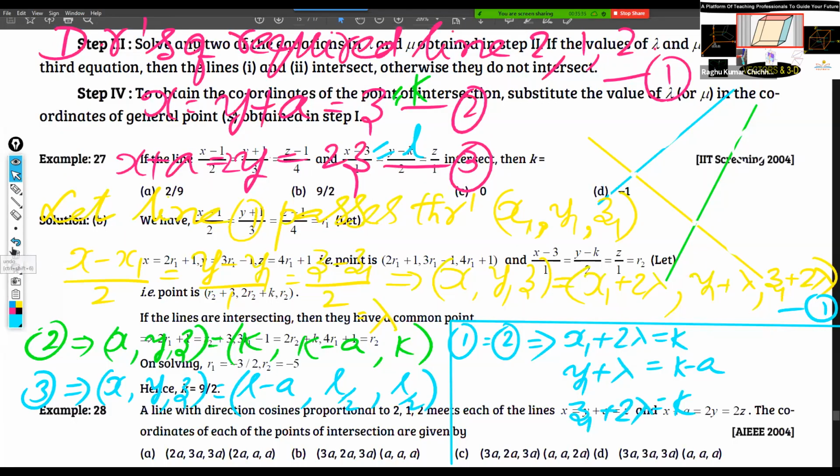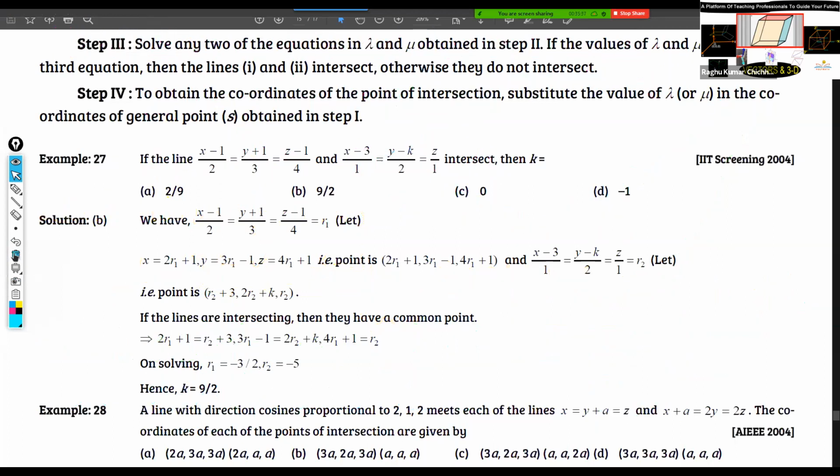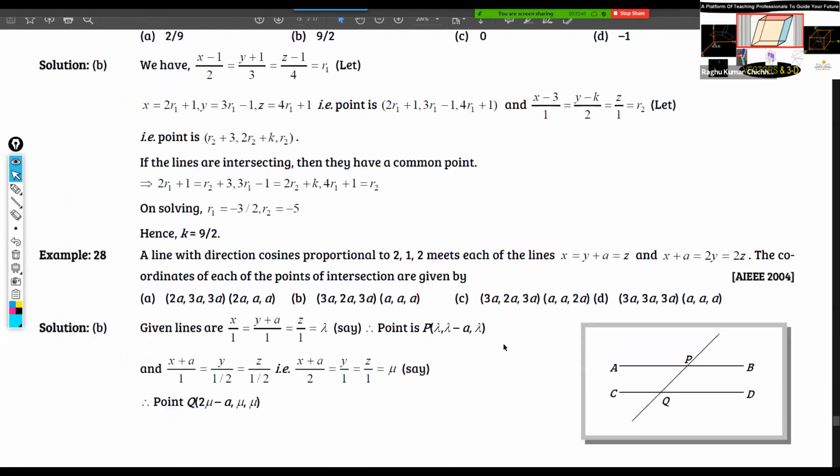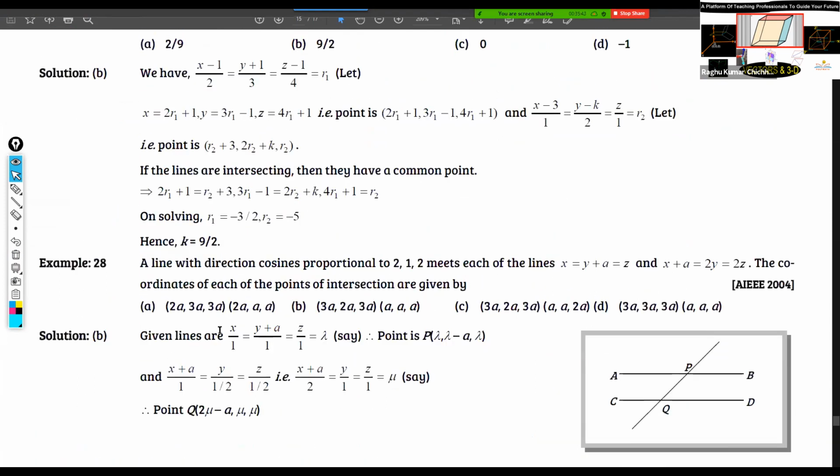Let me remove this for a moment. Okay, now these are the lines given. Just check it out, please. This is the first line. This is the second line. We wrote that. I took it as K and I took it as L. We got 2 points here, P and Q.